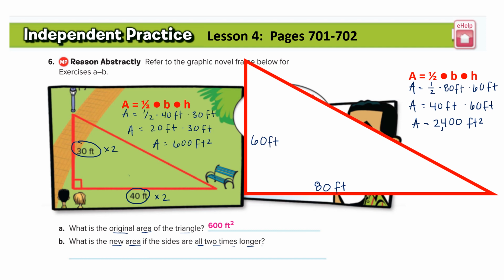All right, let's check our answers. 600 feet squared, 2,400 feet squared.